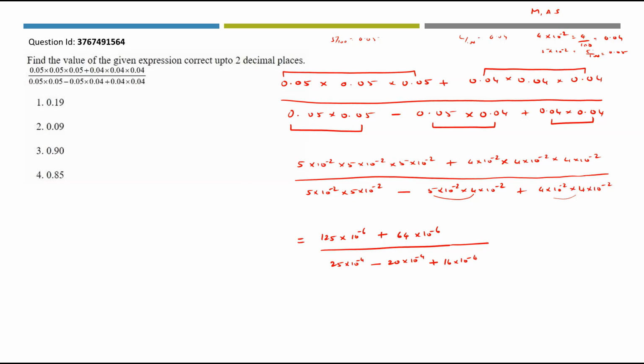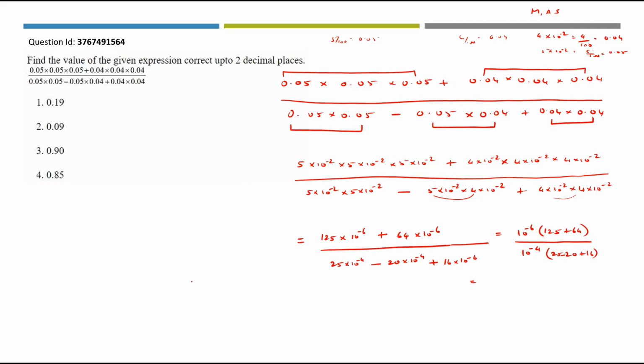10 to the power minus 6 is common in the numerator. So we will take 10 to the power minus 6 outside. So what are the remaining digits? 125 plus 64. What about the denominator? We have 10 to the power minus 4 as common. So just take 10 to the power minus 4 outside. What do we have here? 25 minus 20 plus 16.